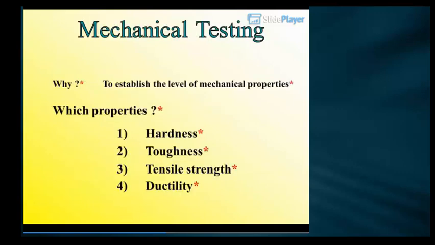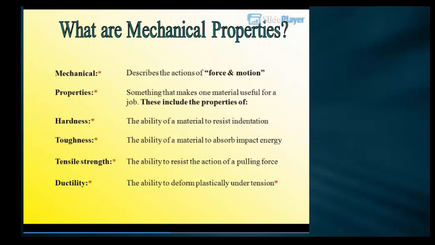Mechanical testing. Which properties? 1. Hardness. 2. Toughness. Why? To establish the level of mechanical properties. Which properties? 1. Hardness. 2. Toughness. 3. Tensile strength. 4. Ductility.